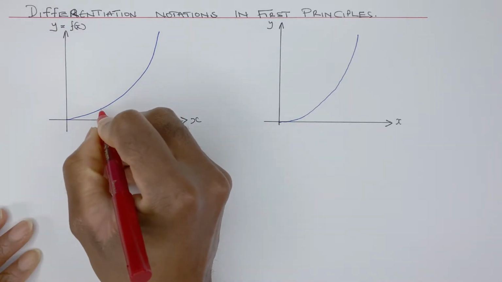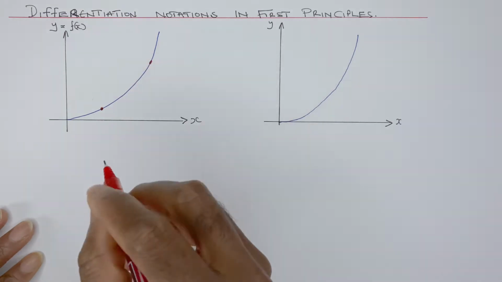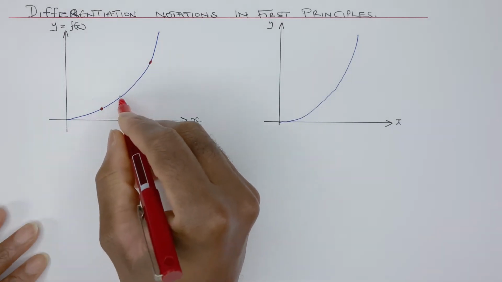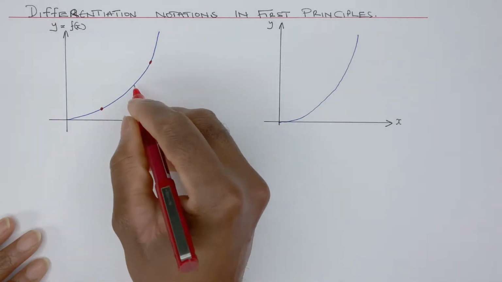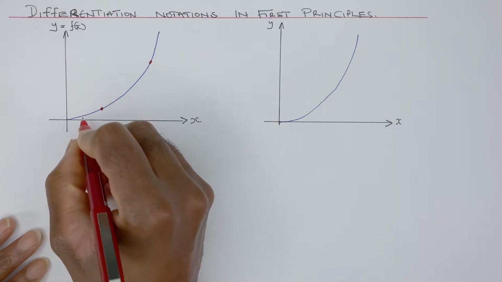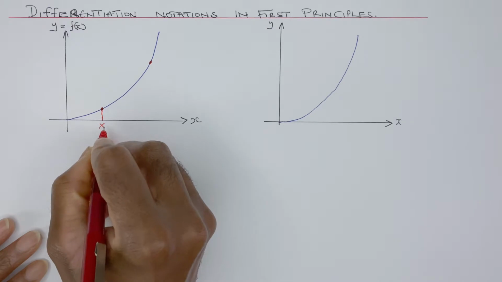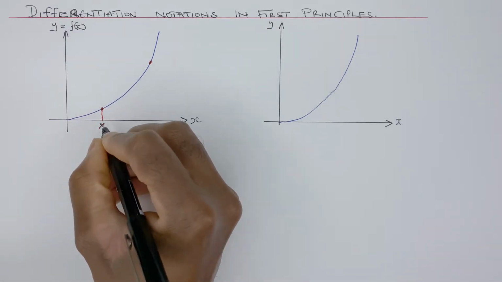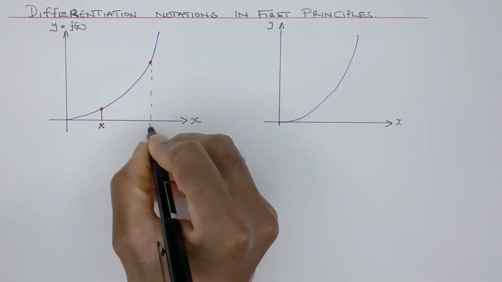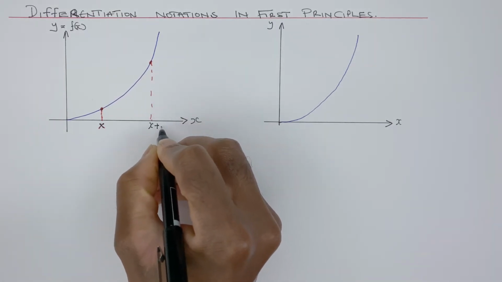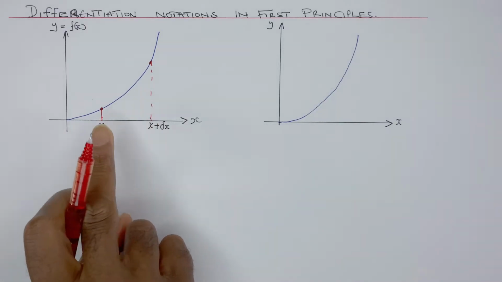Naturally, you pick a point there and another point there. We need to know that the gradient is changing along this curve because it's variable. So the gradients are always changing. It's never the same. So this one is the initial value. So that's your x, initial value. And this is your final value. We call that x plus delta x, because this is a final value, this is an initial value.